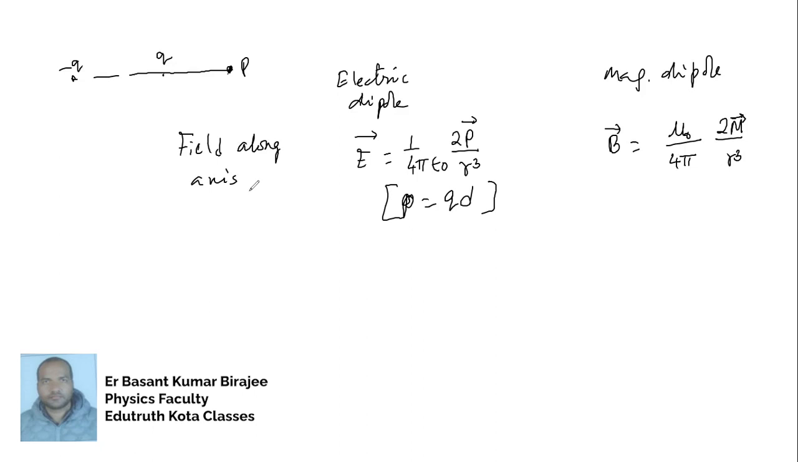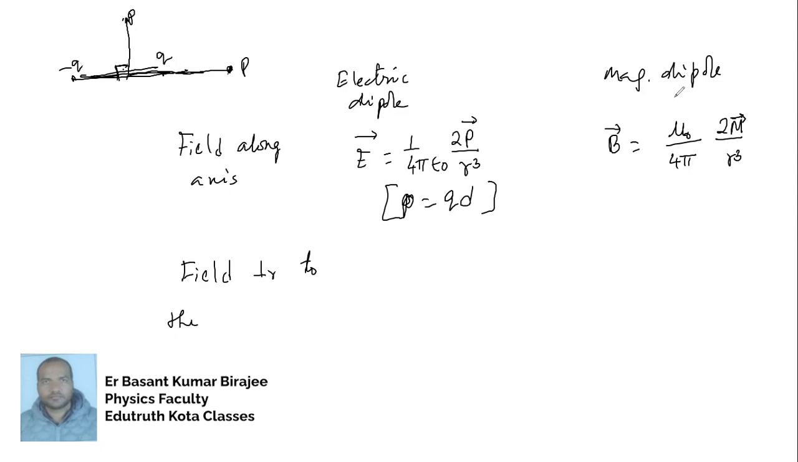This is along the axis, and this is the field perpendicular to the axis. You are taking a point, and the point lies on a perpendicular to the axis of the dipole. This is the axis of the dipole, the line joining the two point charges, and your point lies here, on the perpendicular to the axis.